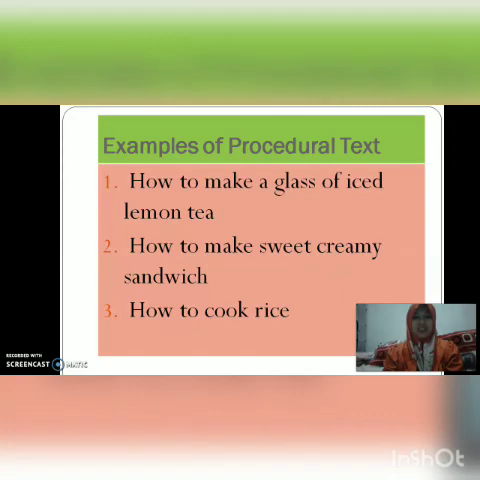Okay, next. I will give you three texts here, three examples of procedural text. The first one is how to make a glass of iced lemon tea. The second one is how to make a sweet creamy sandwich. And the third one is how to cook rice. All about food. Okay.